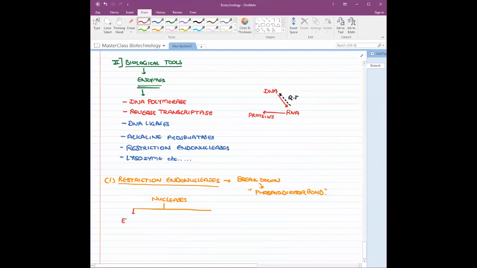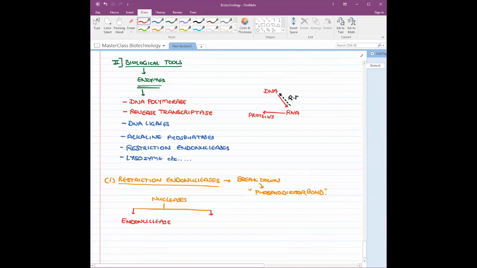So we have two categories in nucleases. What is the basic idea of a nuclease? Nuclease means it is going to break down your nucleic acids. If you put DNA and add DNase, it is going to break down your DNA. If you have RNA and add RNase, it is going to break down your RNA. These are your nucleases.